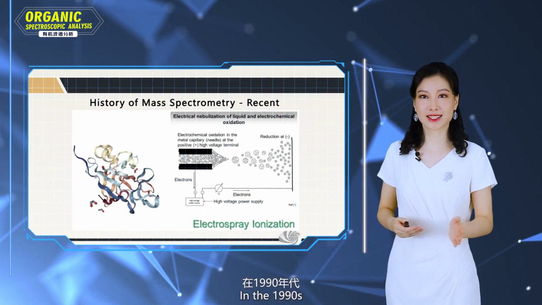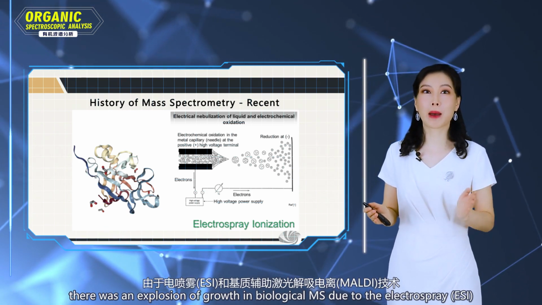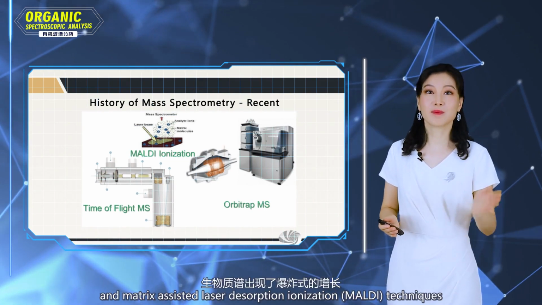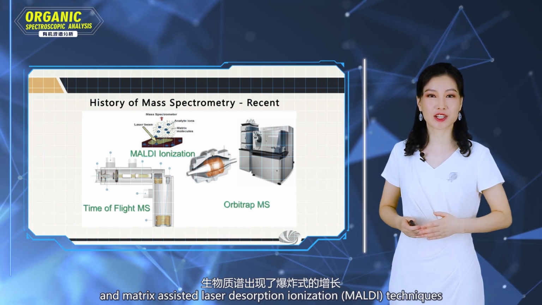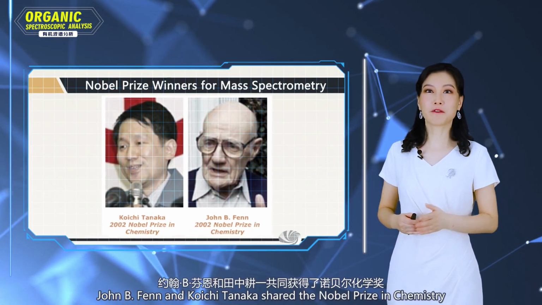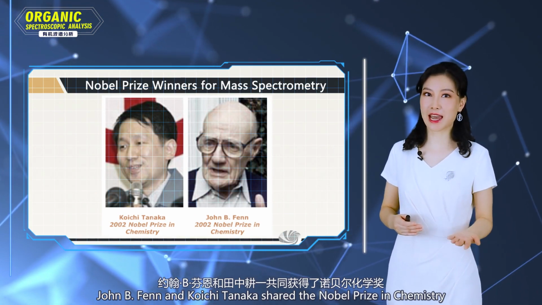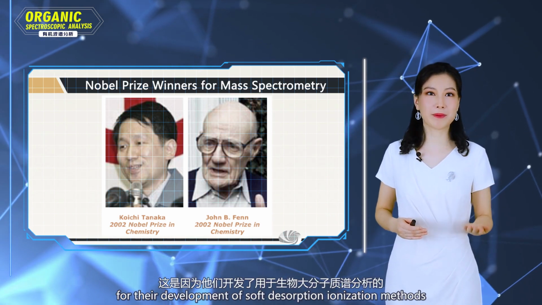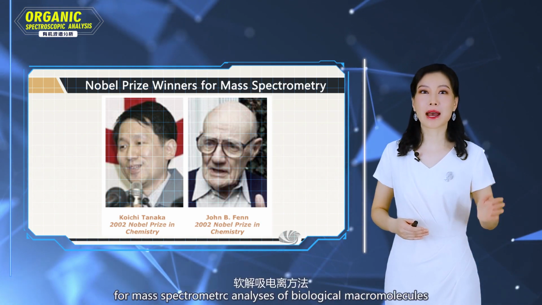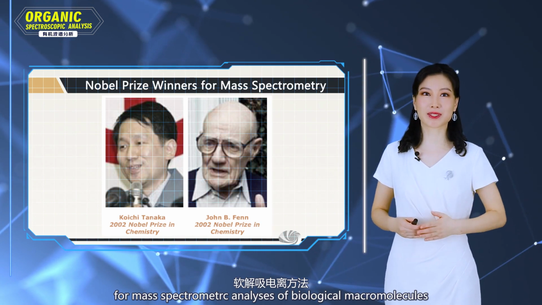In the 1990s, there was explosive growth in biological MS due to the electrospray and matrix-assisted laser desorption ionization techniques. In 2002, John Fenn and Koichi Tanaka shared the Nobel Prize in Chemistry for their development of soft desorption ionization methods for mass spectrometric analysis of biological macromolecules.